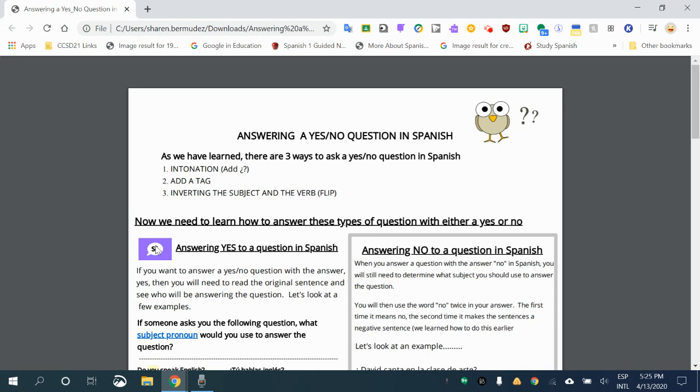So here we have yes. The word for yes in Spanish is sí. If you look closely, it's SI with an accent mark over that second I. Sí. Everybody repeat it. Sí. Very quick. There you go.